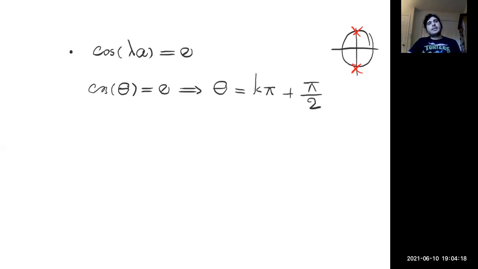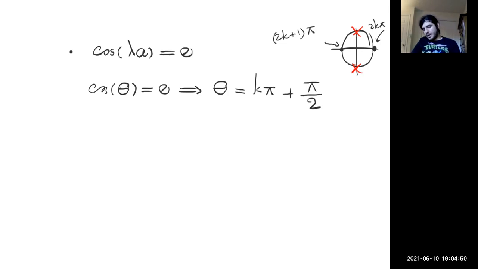There is a slightly better way to write that down. We can say if you are here, it's like 2k pi. Being here, it's like 2k plus 1 pi, or 2k minus 1 pi. So we can say it's 2k plus 1 pi plus or minus pi over 2.